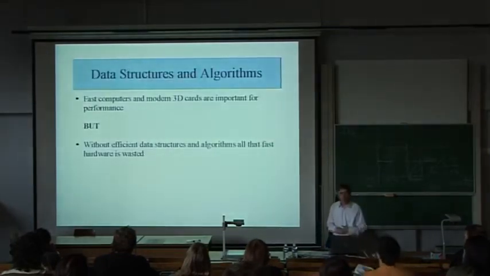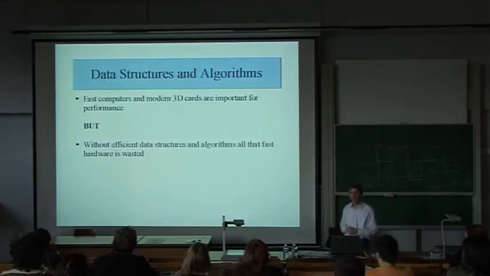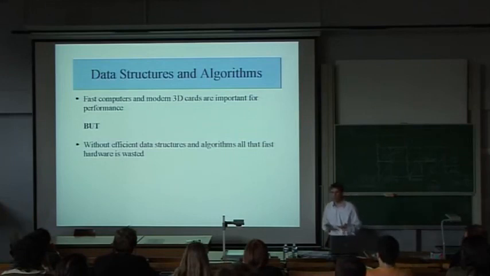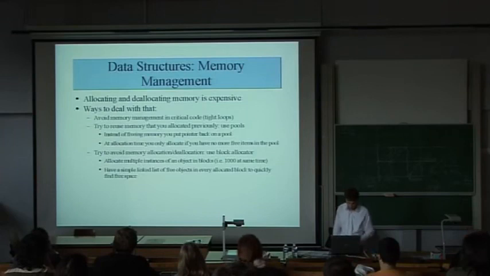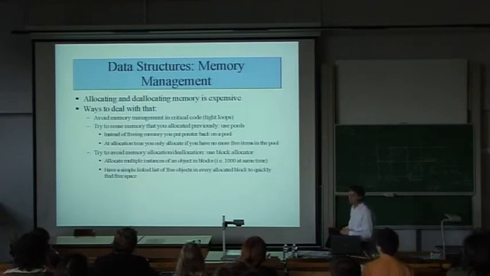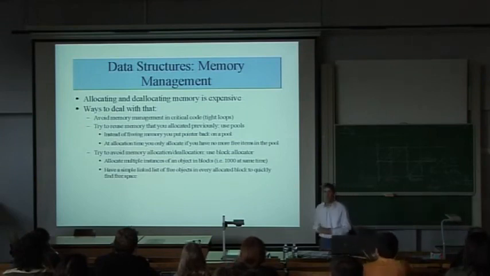To get things fast, 3D cards are getting faster and faster, but to actually benefit from that speed, you can't just naively throw everything at it. You have to do it in a more clever way. You need good data structures and good algorithms to not waste that fast hardware. So here are a few slides about memory management. Allocating and deallocating memory is expensive. I have one very good example of this.